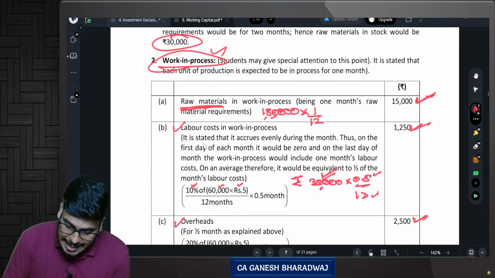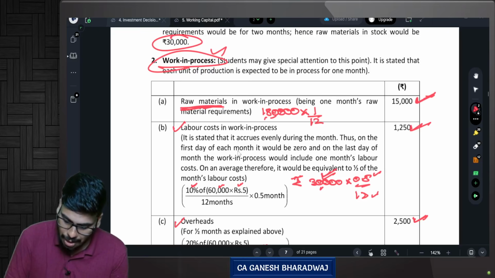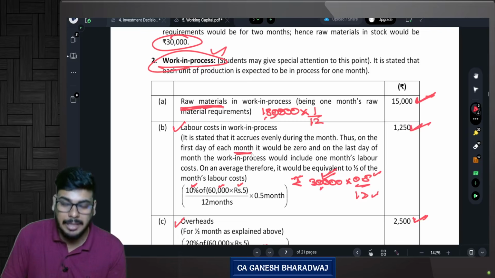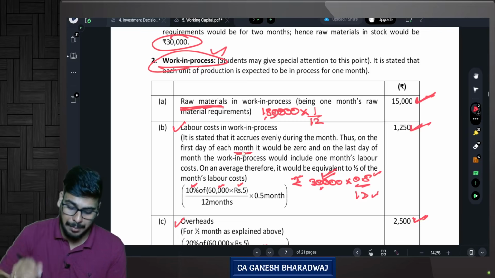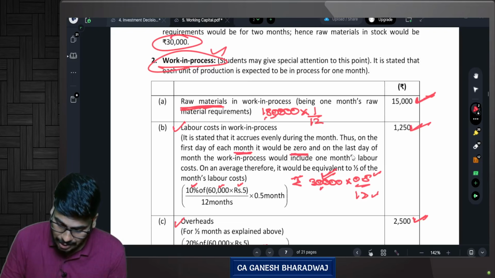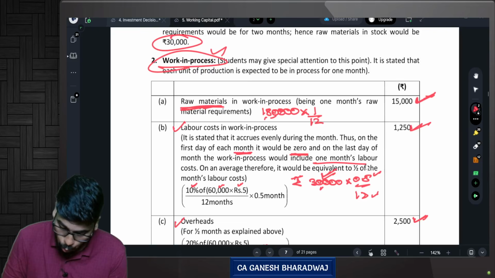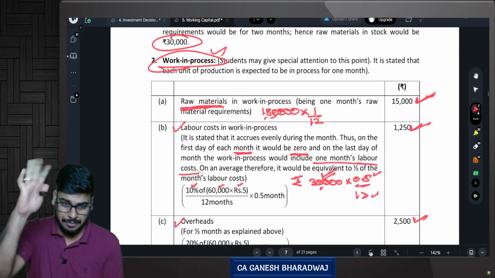Look at this. It is stated that it accrues evenly during the month. Thus, on the first day of each month, and why month? Because the processing takes 1 month, WIP. It would be 0, and on the last day of the month, it would include 1 month's labor cost. 100% of the cost will be incurred.